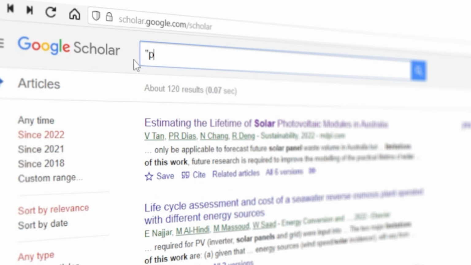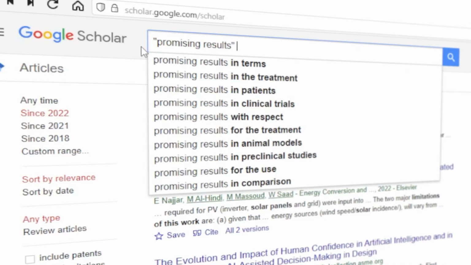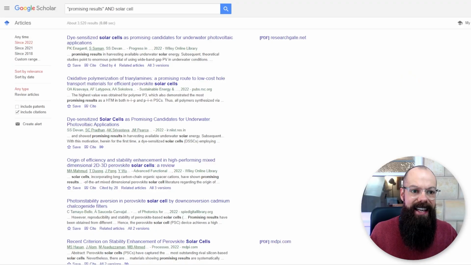It's so simple that all we have to do is head over to Google Scholar and type in these phrases: promising results or preliminary results. Put those in quotation marks because we are looking exactly for those types of phrases. And then you can put a capital and then the area that you want to go into. So let's have a look over here.